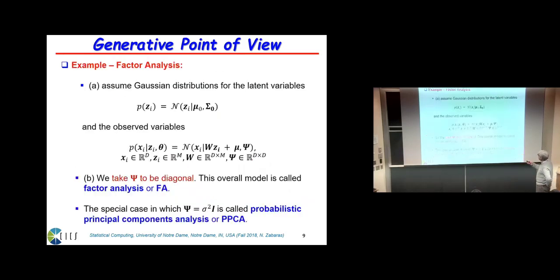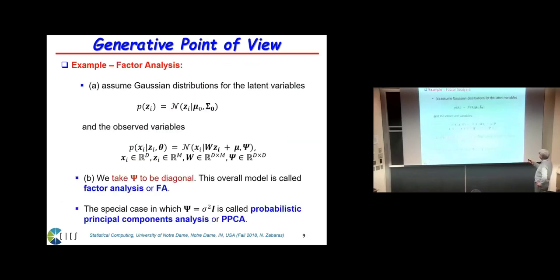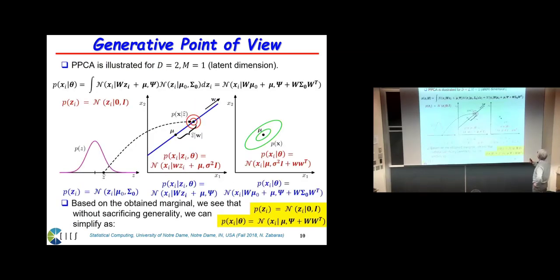Now, let me go back to these 2 equations. If I give you P of Z and I give you P of X given Z, you can actually integrate Z out, and if you integrate Z out, you get this distribution that you see here, all right? You actually get a likelihood, if you like, that is a Gaussian with a mean mu, and a variance sigma square I, that's the noise, plus W times W transpose.